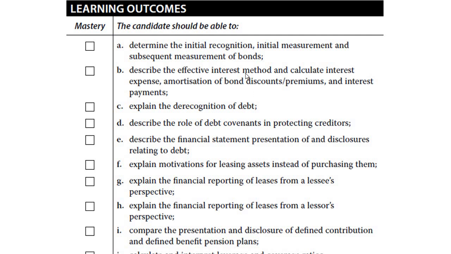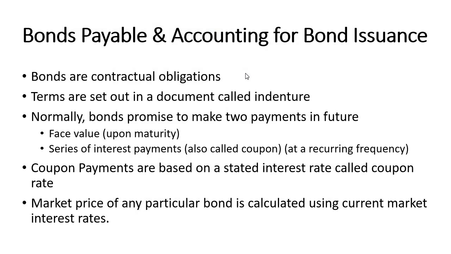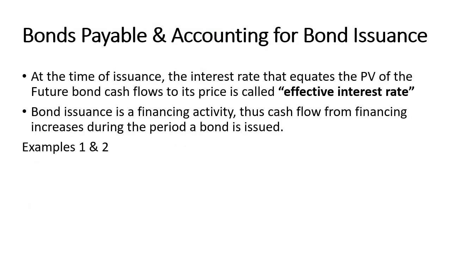Moving on, we have already covered this slide. At the time of issuance, the interest rate that equates the present value of the future bond cash flows to its price is called the effective interest rate. Bond issuance is essentially a financing activity, thus the cash flow derived from issuance of bonds is reflected in the financing section of the cash flow statement.